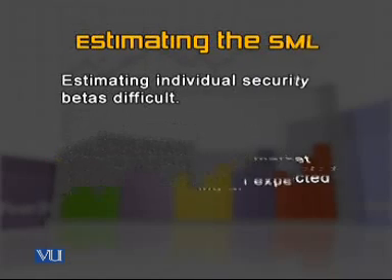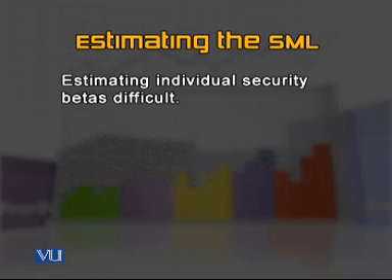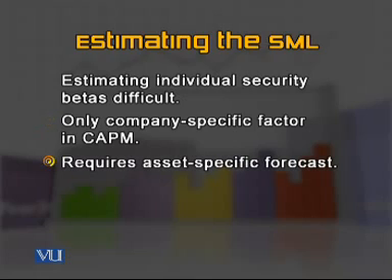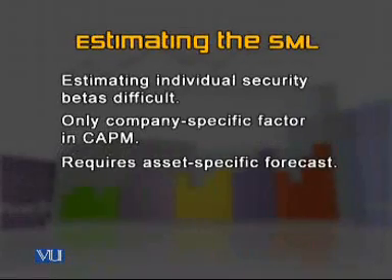Also, we must understand that estimating individual security betas is difficult, and only the company-specific factor is in the capital asset pricing model and requires asset-specific forecasts. Now, this is interesting, this is serious, because we are now talking about specifics. We're talking about securities, and we're talking about only company-specific factors in the capital asset pricing model, plus that requires asset-specific forecasting.